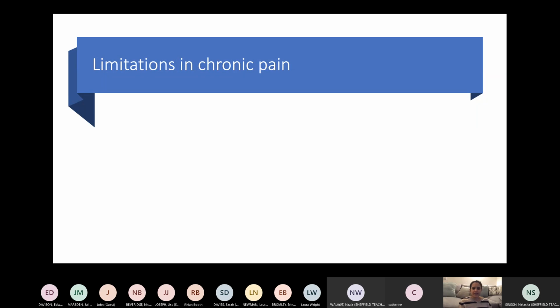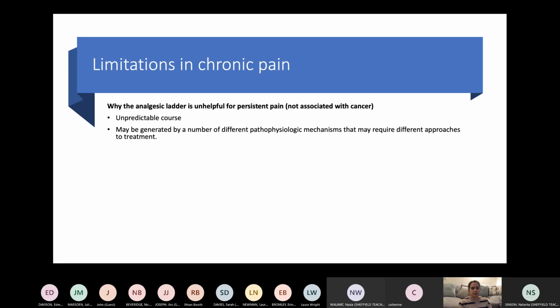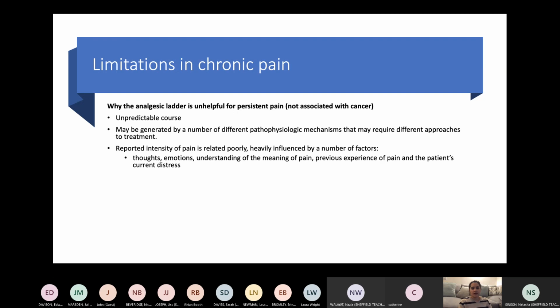So this is just a little bit about the limitations, which we've sort of already gone through, really. So why the analgesic ladder is potentially unhelpful for persistent pain and chronic pain. So in particular, chronic pain is quite unpredictable. They talk about a lot that there is different reasons for the pain. It's not just necessarily one cause. So you might need to think about how your approach to treatment differs.